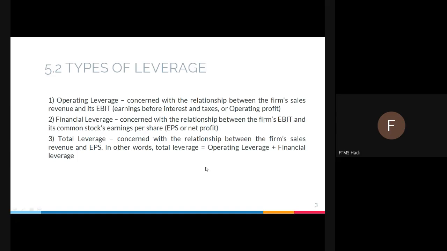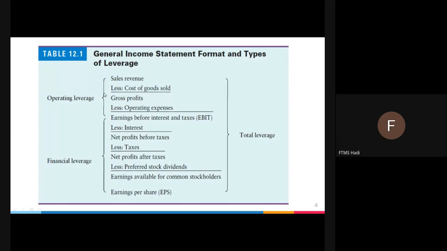We have three types of leverage, which are three types of cost controlling. The first one is operating leverage, where the company is controlling the cost of operation. It is concerned with the relationship between sales revenue and EBIT, which is earnings before interest and taxes, or operating profit. That means they are trying to control from the sales part until cost of goods sold and then operating expenses. So they are controlling only this part, in terms of operation until EBIT.